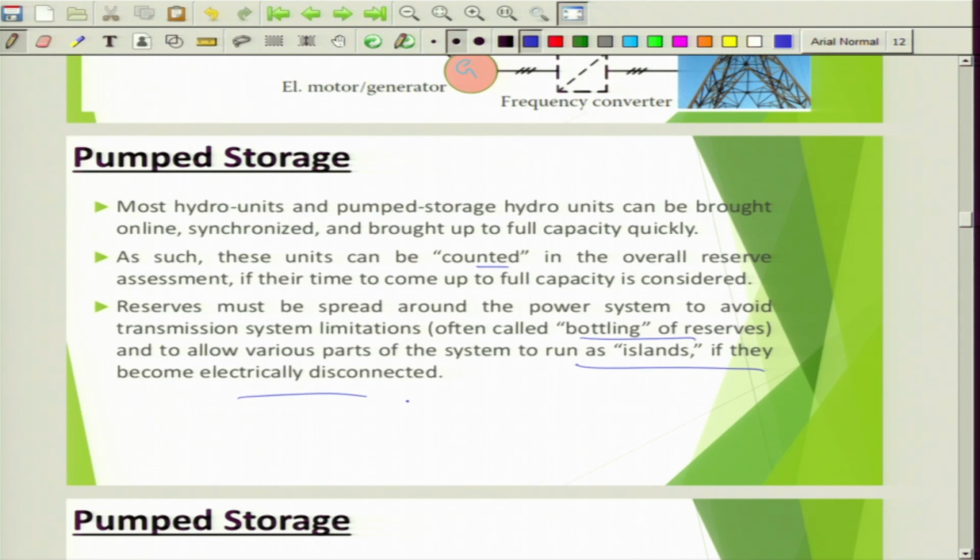So, this we have discussed earlier also. We need to have spinning reserves at different locations. If we have spinning reserves at one specific location, then if there is a loss of line or fault or whatever may be the reason, the other part of the network may not be getting any support which is expected. So we need to have spinning reserves distributed across the transmission or distribution network, such that we will be able to meet the expectation of the network.